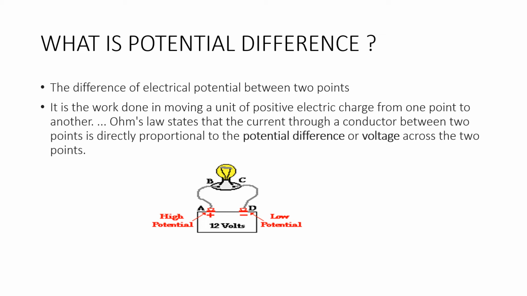What does Ohm's law state? It states that the current through a conductor between 2 points is directly proportional to the potential difference or voltage across the 2 points. So mathematically, I is directly proportional to V. The current through the conductor is I and the potential difference is V. So I is directly proportional to V.